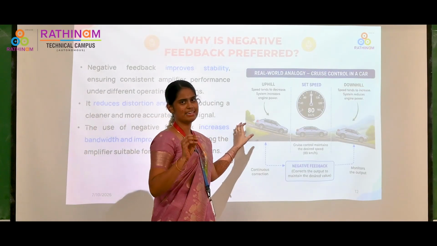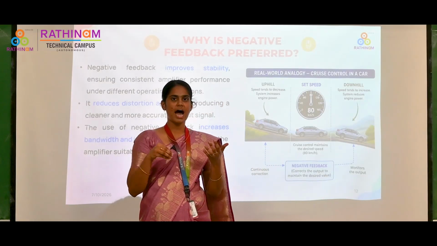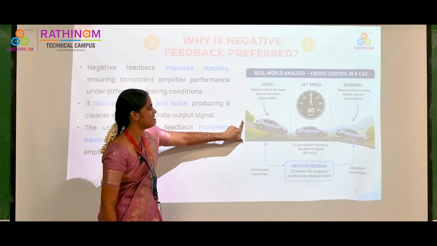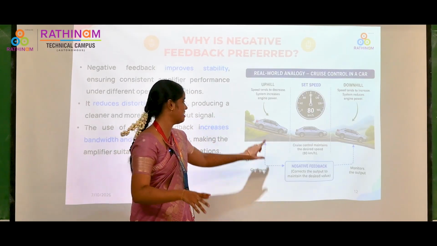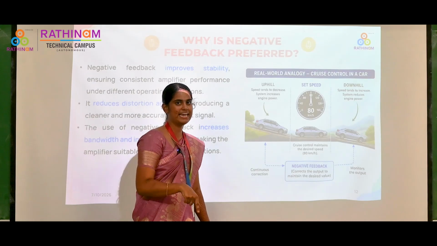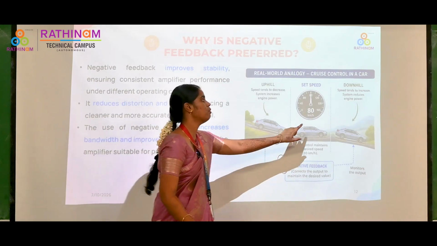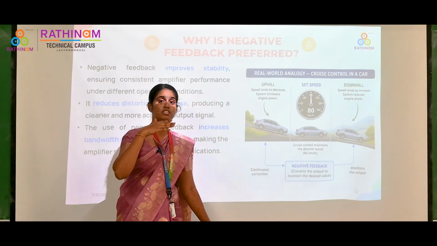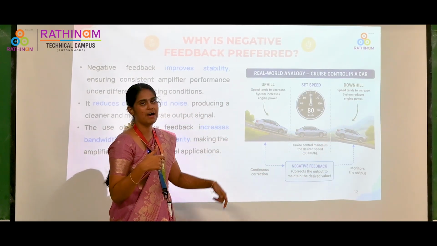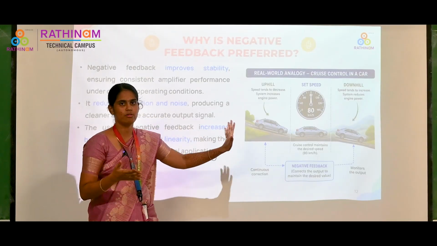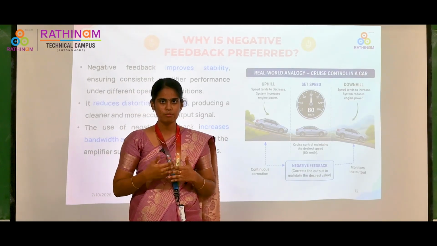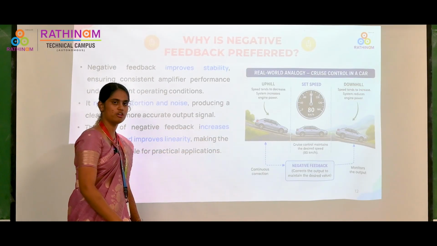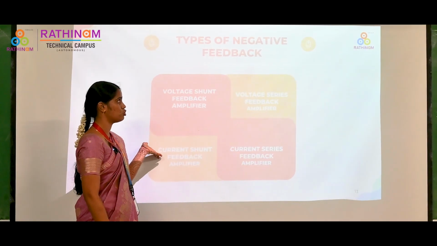Think of a scenario. You are making your car cruise at 80 km/h, traveling in a mountain. When you are sliding down the mountain, the speed automatically increases and the engine power is reduced. When you are going uphill, the speed decreases and the engine power increases, right? So in this scenario, the negative feedback continuously monitors the situation, and based on that, the input is also changed. That is why negative feedback is used in the amplifier.